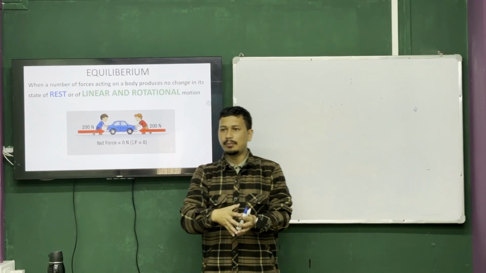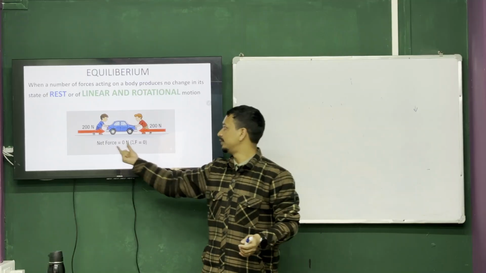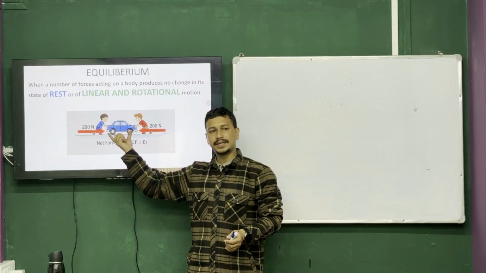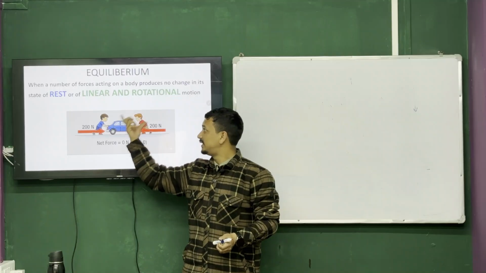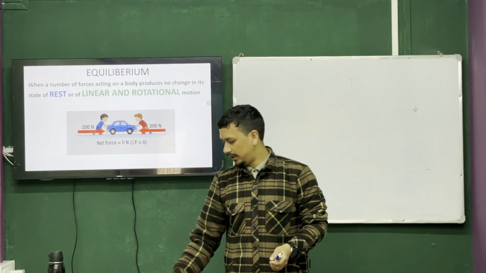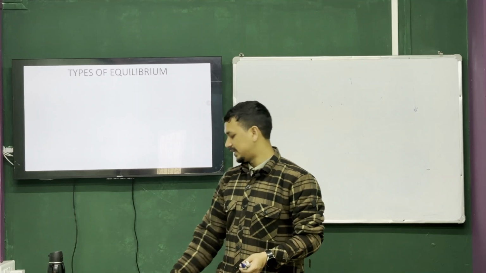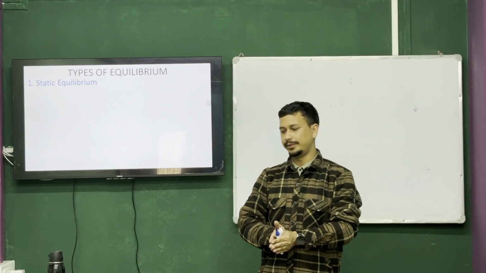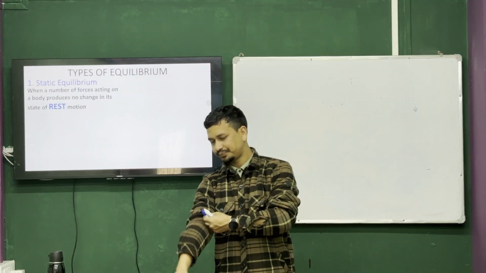And what will be the sum of the forces? The sum of the forces will be 0. And the car will remain in the state of rest. So this is known as equilibrium. Equilibrium can be of many types. The first one is known as static equilibrium. So what is static equilibrium?